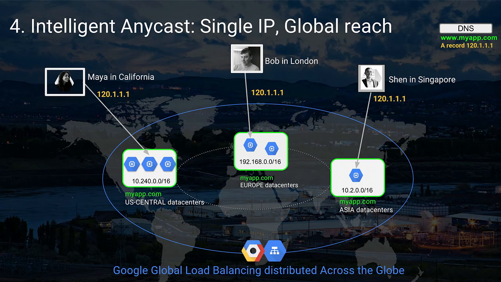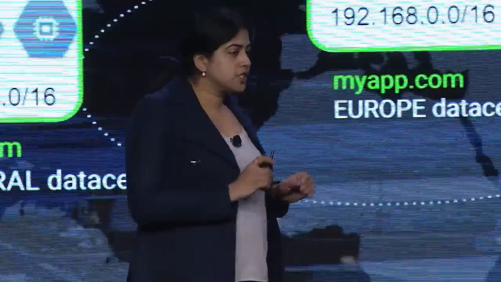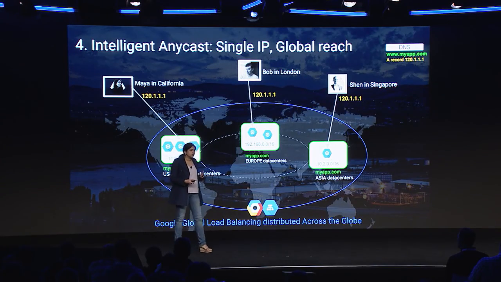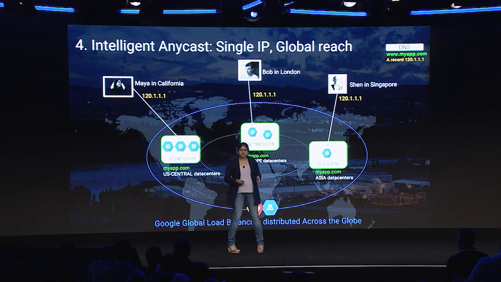Now, let's look at intelligent Anycast in contrast. You have a single IP, so there is no problem with caching. Wherever you go, it's the same IP. What that means is Maya in California, Bob in London, and Shen in Singapore each use 120.111 to reach your service, myapp.com. Intelligent Anycast also directs them to the resource that's closest to them with available capacity. And there are a lot of things that I have not put here. But for instance, if there are routing flaps, it will ensure that your request goes to the correct place, the place that can serve it reliably and can serve it well.